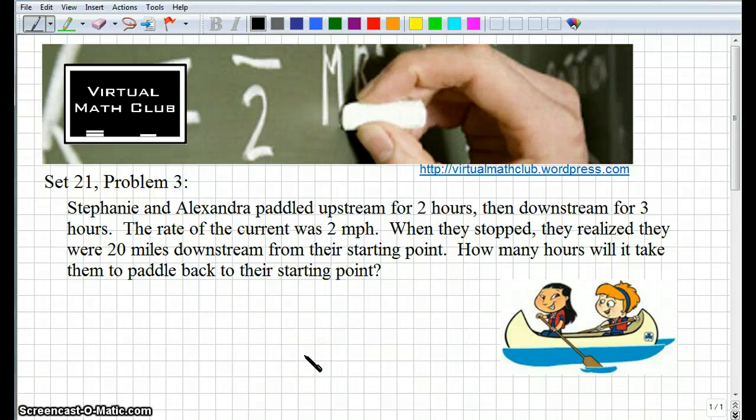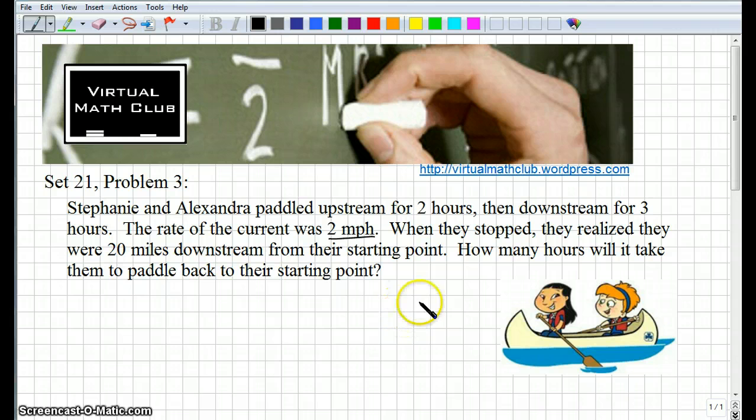In problem number 3, we've got Stephanie and Alexandra paddling upstream. They paddle upstream for 2 hours and then they paddle downstream for 3 hours. The rate of the current is 2 miles per hour, and then they stopped and they realized that they were still 20 miles downstream from their starting point. How many hours will it take them to paddle back to their starting point?